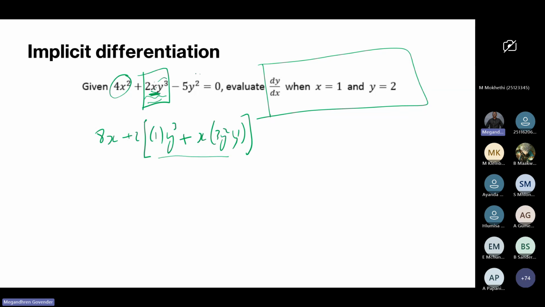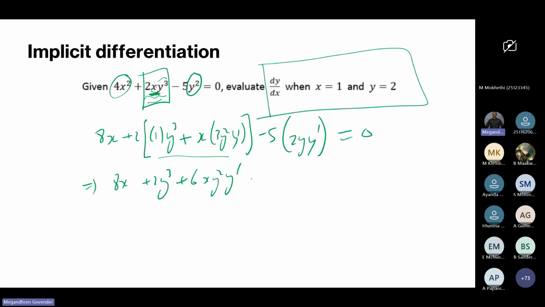Now, what's the derivative of minus 5 y squared? What's the derivative of y squared? 2y, yes. Okay, great. So that's what you have: 2y y prime. So if we open up the brackets, what would we get? We'll get 8x plus 2y cubed plus 6, watch this, x y squared y prime minus 10 y prime equals 0.